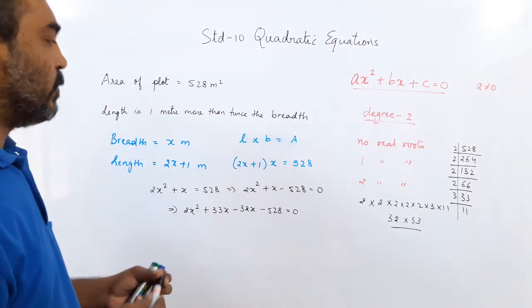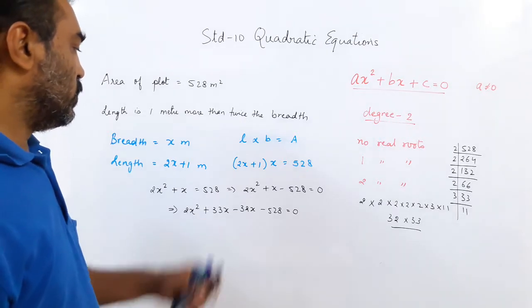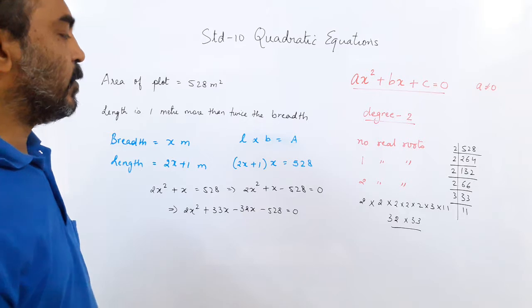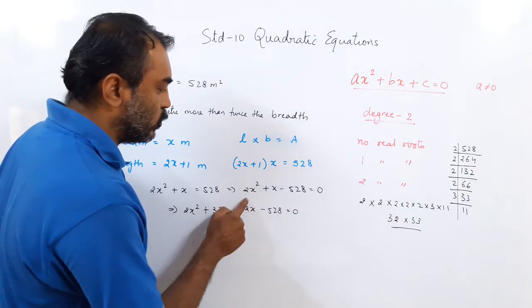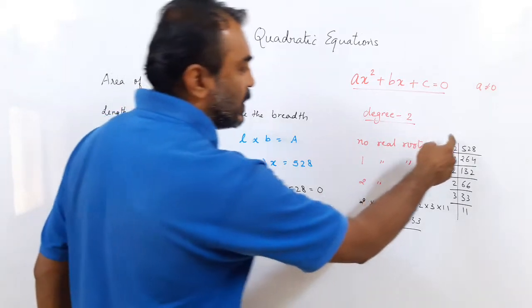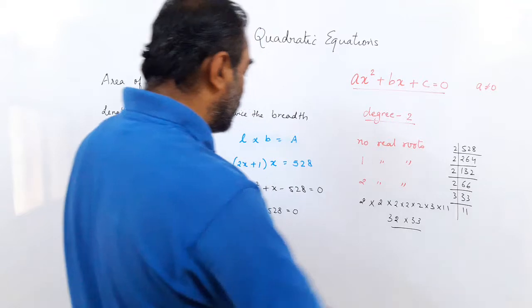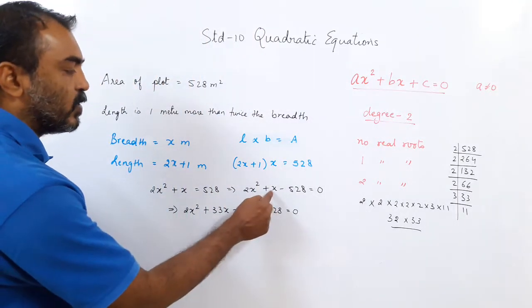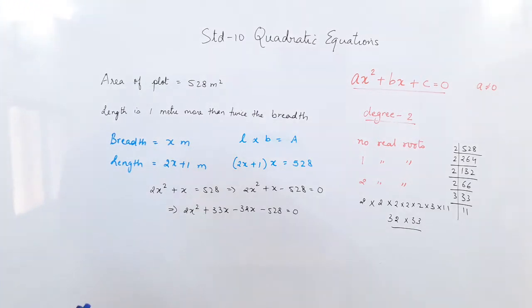Now this is the tricky part here which you will have to practice a lot. Okay, this is the sum we are doing, but this is the tricky part to practice. You have to first multiply a into c. So 528 into 2. Find the factors. I did it. I got all the factors. Now you have to make the combination of these factors in such a way that you get the difference of 1 here, because the coefficient here is plus 1. So this is what I got.